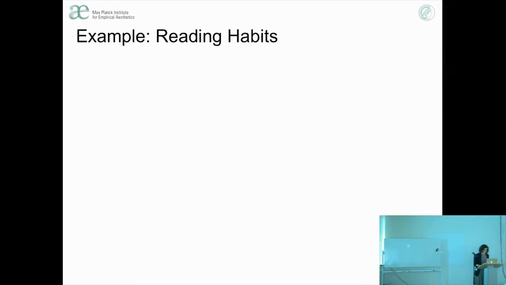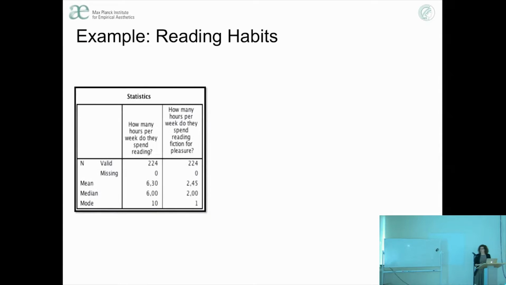This one is an example of a study that I ran a little while ago on the effect of literary text features on the experience of absorption. So I included 2 different questions on reading habits in the questionnaire, because I assumed that a person's reading habits might be an intervening variable in this relationship between literary text features and absorption. So these are the 2 questions that I used. How many hours per week do you spend reading? And how many hours per week do you spend reading fiction for pleasure? Now, the participants could answer on a scale from 1 hour or less to 10 hours or more per week.